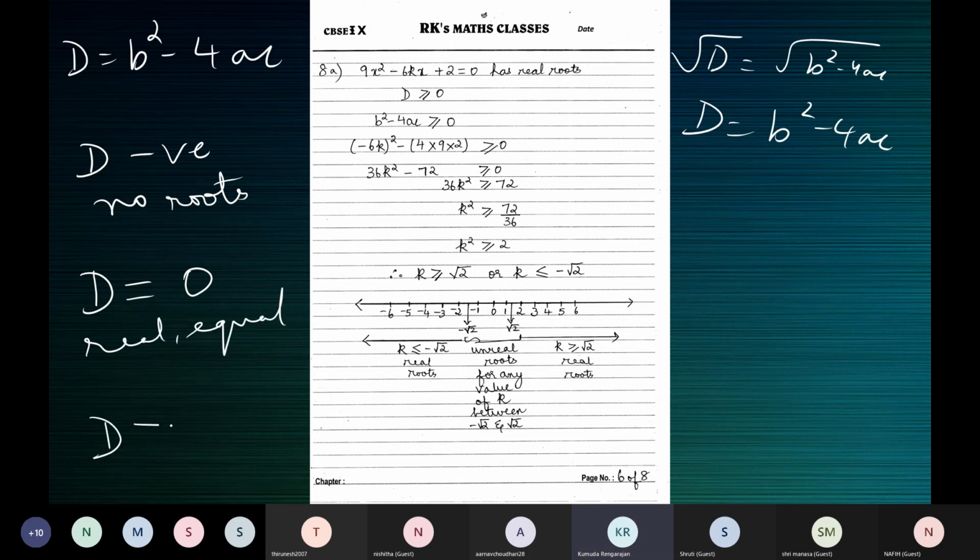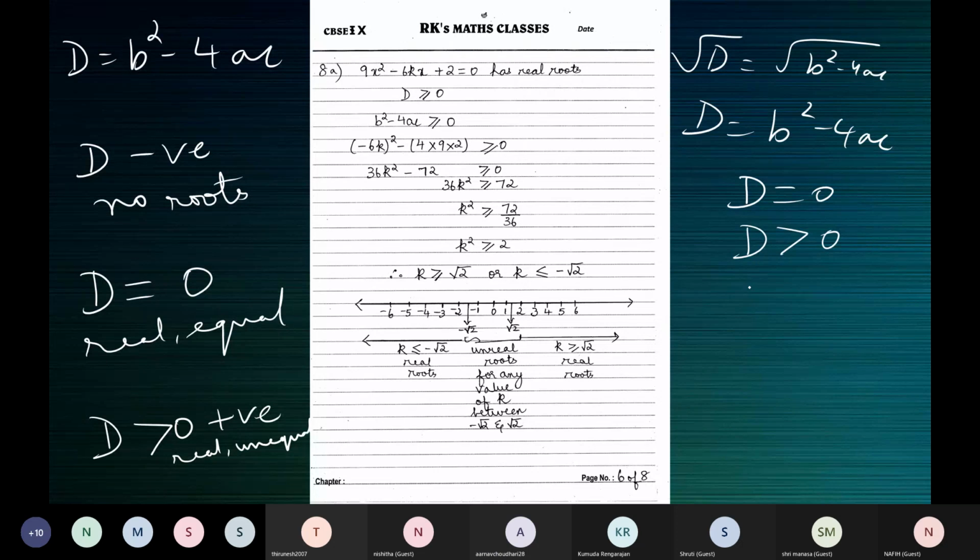What if the value of d is greater than 0, or positive? Real and unequal roots. So what is the condition for equal roots? Class, what's the condition for equal roots? D is equal to 0. What's the condition for unequal roots? D is greater than 0. What's the condition for real roots? D is greater than or equal to 0.